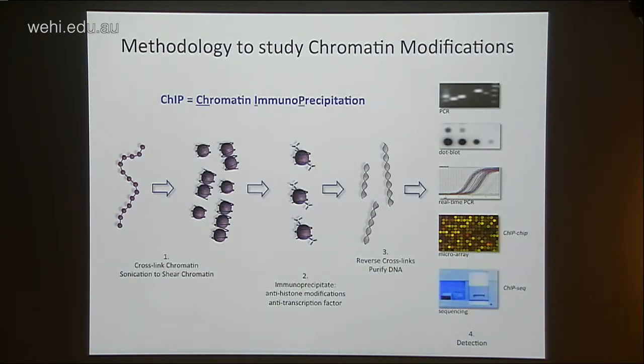And the methods that I'll be talking about, again, you probably know this and have had this described previously, is essentially chromatin immunoprecipitation, or ChIP.